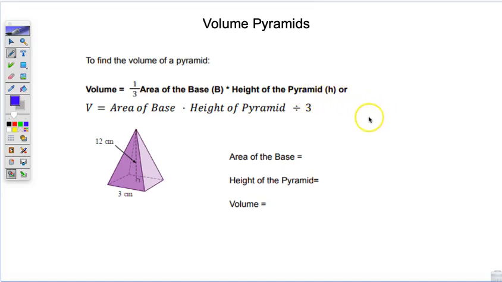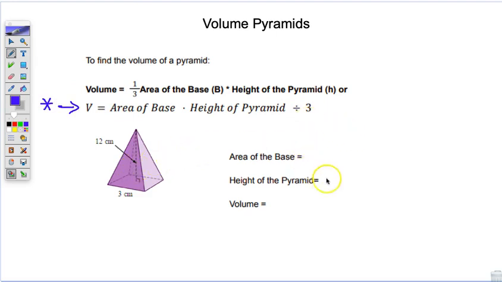All right, today our lesson is on volume of pyramids. So to find the volume of a pyramid, you can use one of two formulas. We are always going to multiply by a third of the area of the base times the height of the pyramid, or you can consider just dividing by 3.